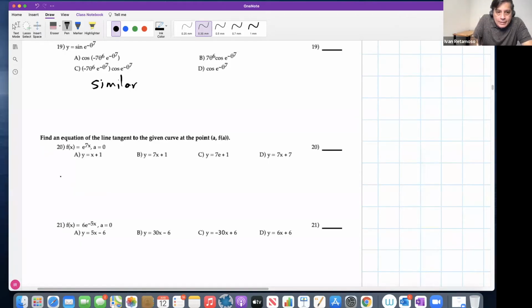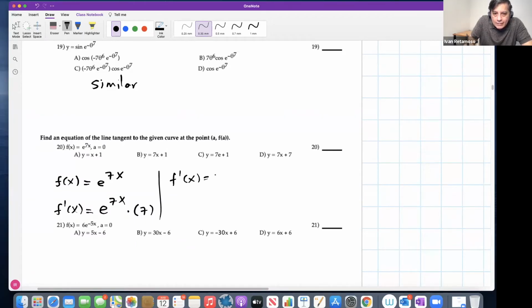This one, they are giving you this function and they want you to figure out the equation of the line tangent to the given curve at the point a, comma f of a, right? A equals 0. All right, so start by taking the derivative because this will give you the slope. The derivative of this composite function will be itself, the derivative of the outside function, times the derivative of the inside function, 7, right? Let's write our derivative nicely like this, 7e raised to 7x.